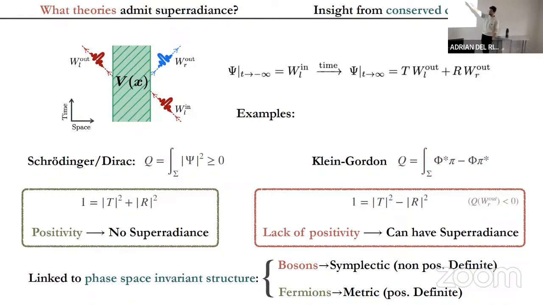If you assume that's the left, then you will have a swap here, but the same conclusion applies. At least one of them has to be larger than one. That means that you have superradiance. So lack of positivity in the inner product, existence of negative norm solution, that means that you can have superradiance. So you need to have this in theory.